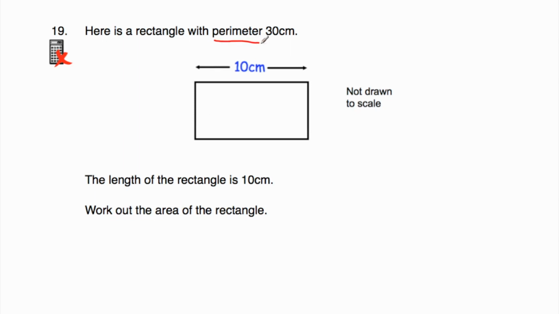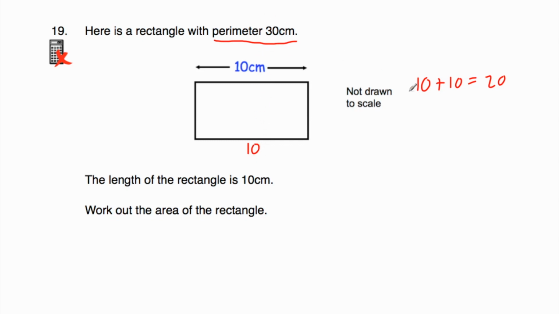So we're told the perimeter of the rectangle is 30 centimetres. So that means the distance around the outside is 30 centimetres. So that's going to be 10 plus something plus 10 plus something is equal to 30. So let's do 10 plus 10 and see what that is equal to. 10 plus 10 is equal to 20. So the total length of these two sides is 20 centimetres.